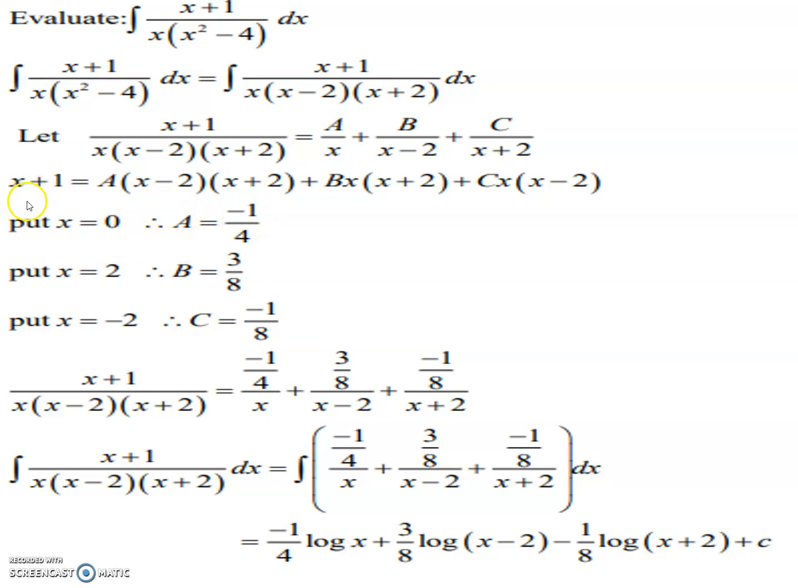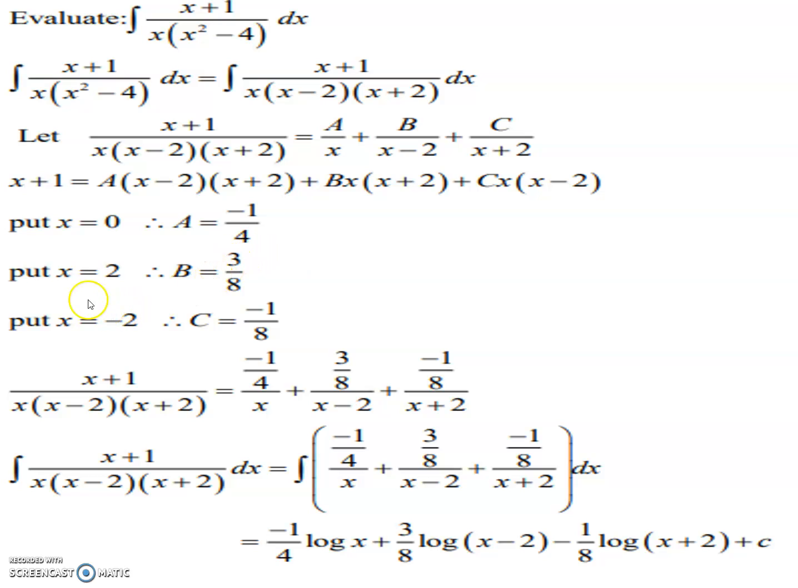So we have x + 1 = A(x - 2)(x + 2) + Bx(x + 2) + Cx(x - 2). First factor is x. That's why we have to put x = 0. So B times 0 is 0, C times 0 is 0. That's why (0 - 2)(0 + 2) = -4, and 0 + 1 is 1. So -4 goes this side. That's why A = -1/4.